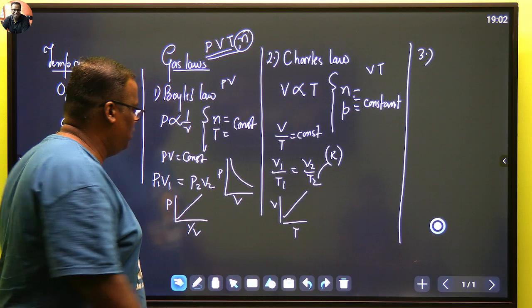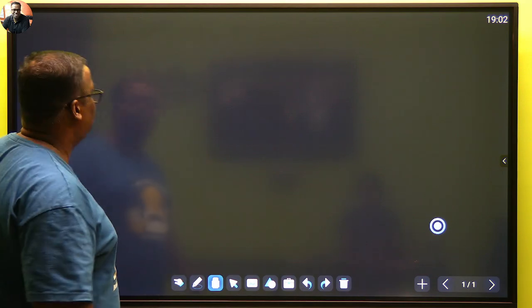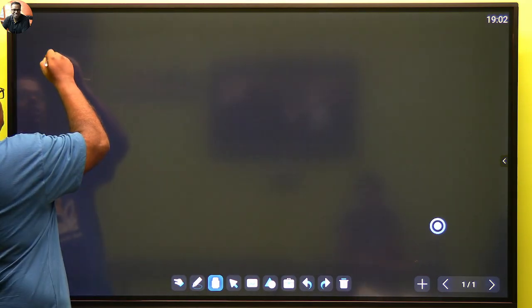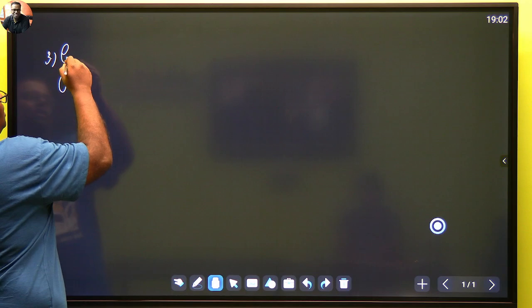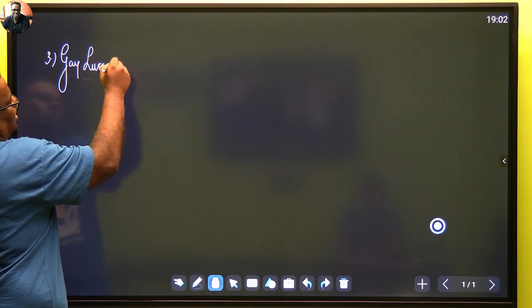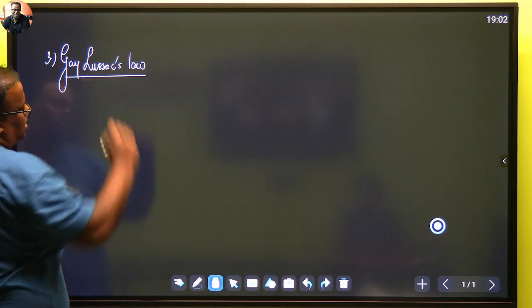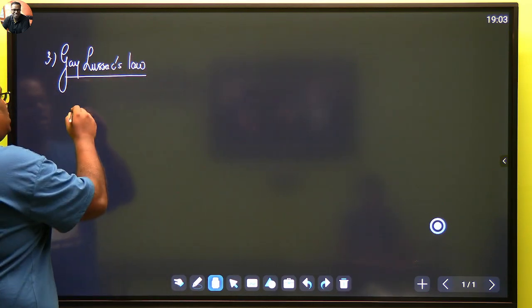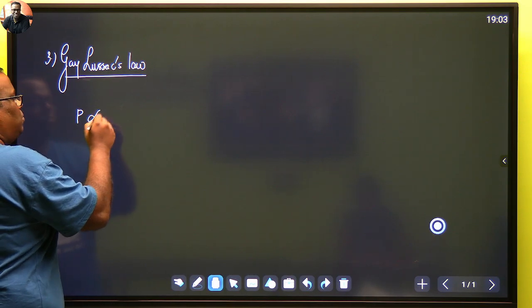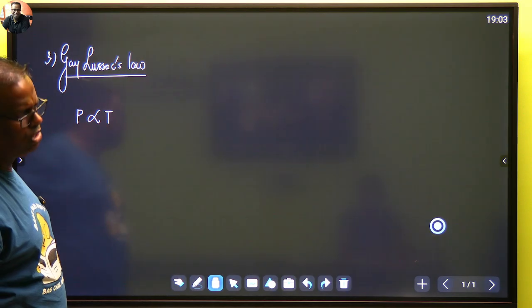This is what we have already done. Okay. And whenever we are dealing with temperature, remember all temperatures are in Kelvin scale, right? So the third law is known as Gay-Lussac's law, although the book does not mention this name. Gay-Lussac's law says that the pressure is directly proportional to temperature. Pressure is directly proportional to temperature.